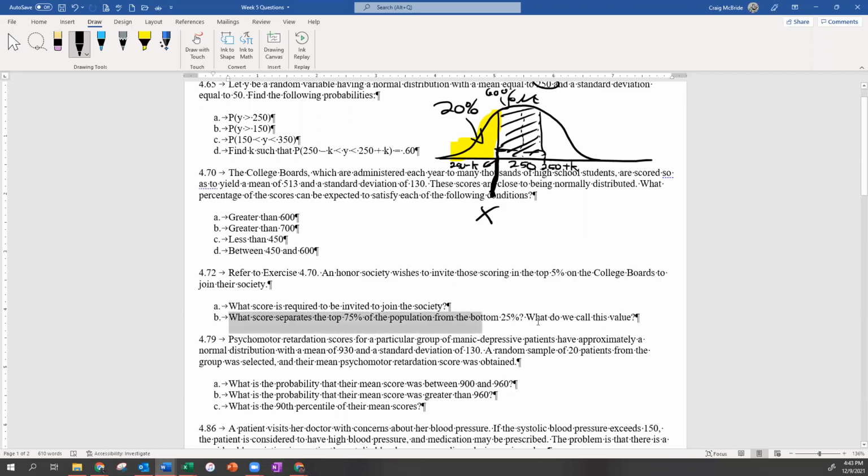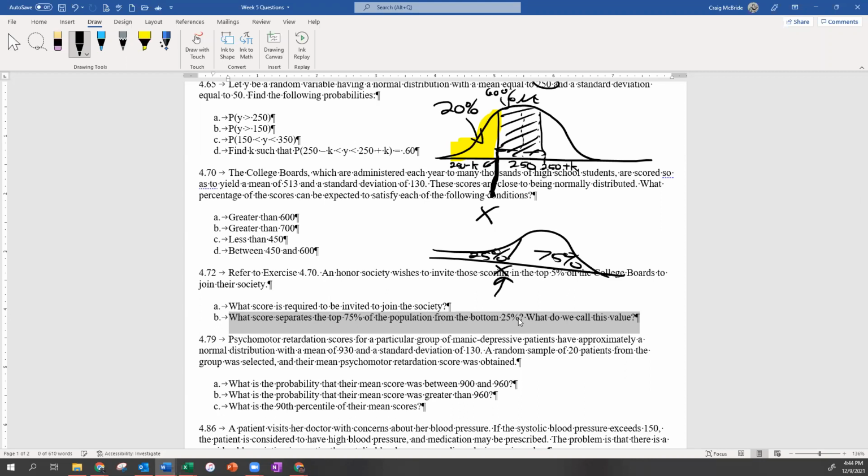This question is just poorly worded. They want you to find one score, not two, one X value that separates the top 75 from the bottom 25. That sounds like two different things, but it's not, because if you're on the normal curve and you've got an X right here that has 75% of the data below it, then there's 25% on the other side. So there's just one value that cuts off your curve.